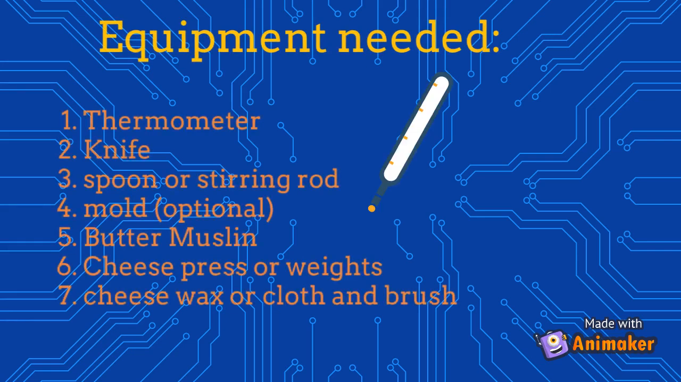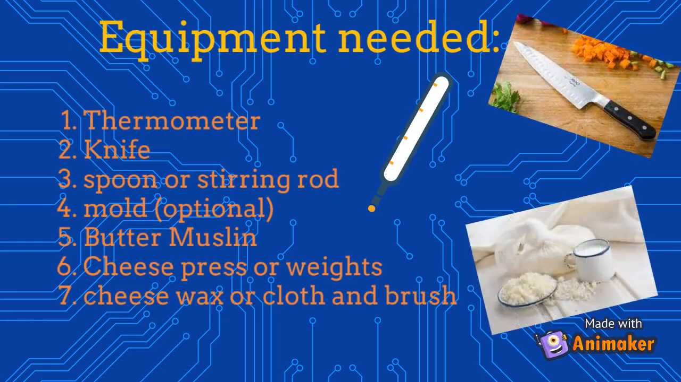The apparatus required. We need the thermometer to keep record of the temperature, knife, mold, which is optional, box, Bunsen burner or stove, a cheese press or any type of press, and a cloth with brush, or to go professional, with cheese knives.